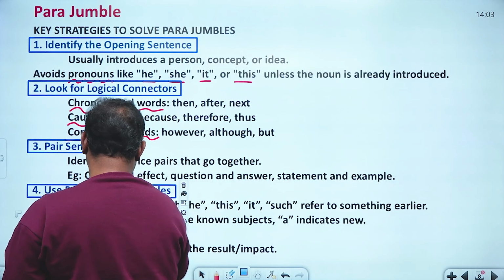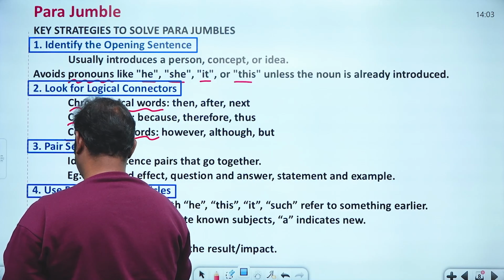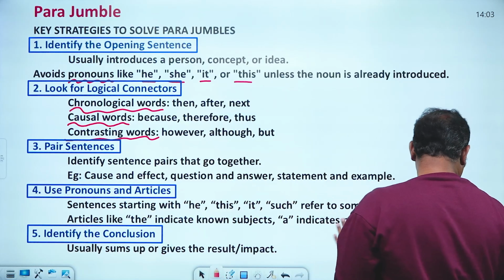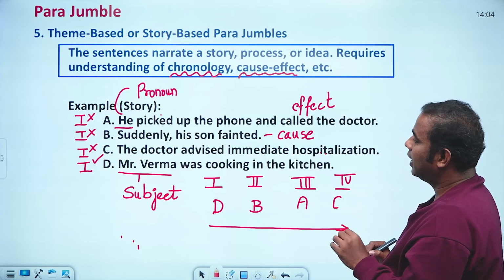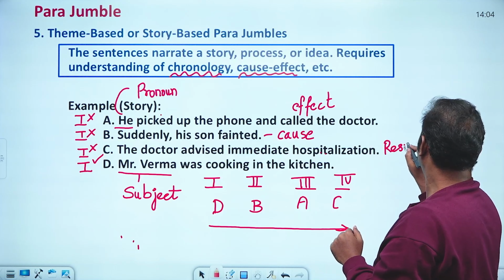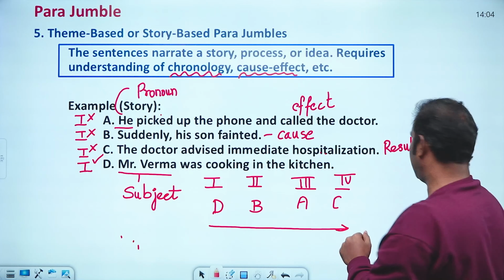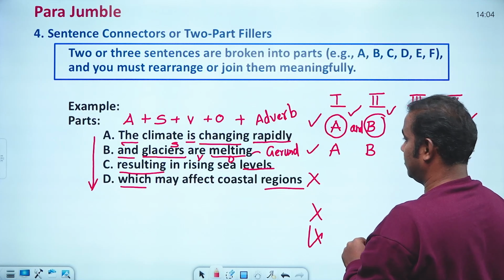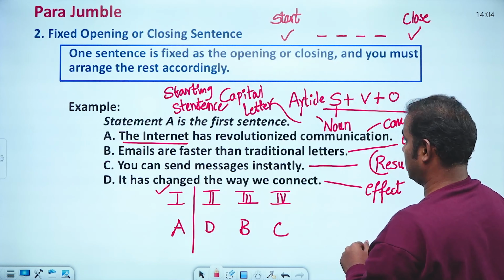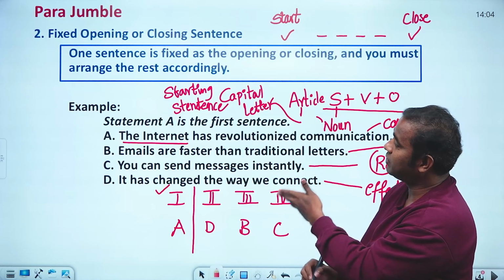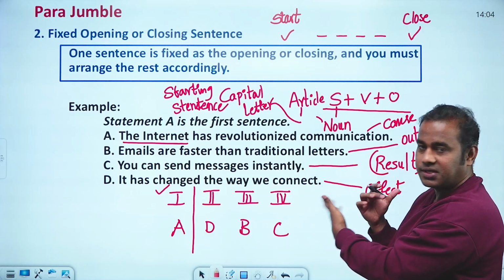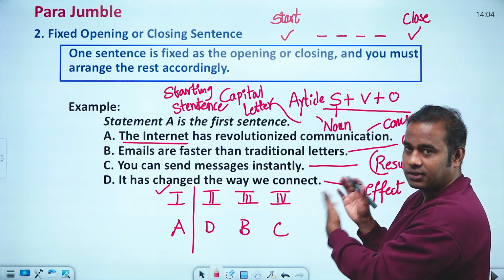the last point, but not the least, identify the conclusion. Conclusion is the result, the final result. Look at here: the doctor advised him immediate hospitalization. So this is basically the result: cause, effect, result. Just before also we have seen some result like that. One model we have seen: opening statement, closing statement, the cause and effect, the outcome, some final result after that, some verdict, something like that.